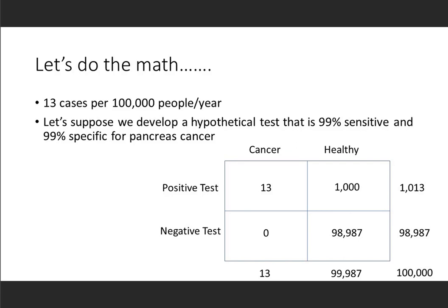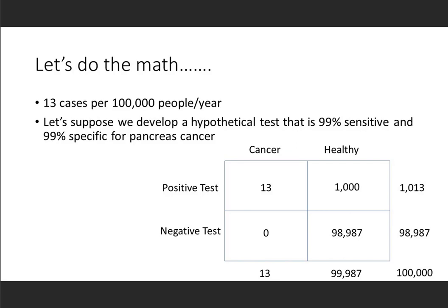So if you go to this 2 by 2 square box, you can see in the top row the number of cancer patients and healthy patients in these columns, and on the y-axis you'll see positive tests and negative tests. I told you, let's suppose that there's 13 new cancer cases for every 100,000 patients. So in the top left corner you have these 13 cancer cases, and the test, being 99% sensitive, we're going to round up, captures all 13, okay?